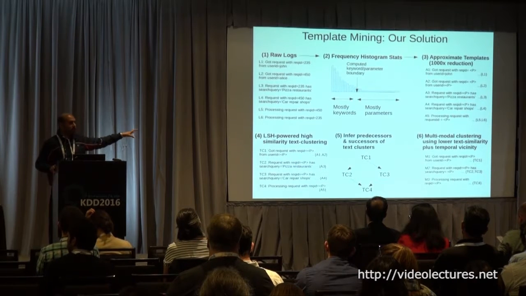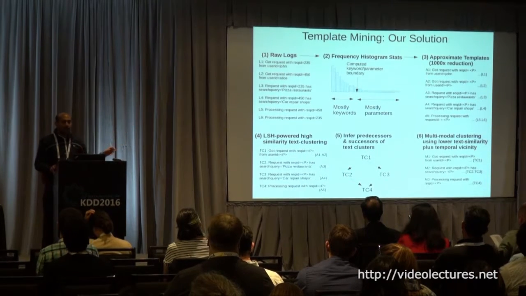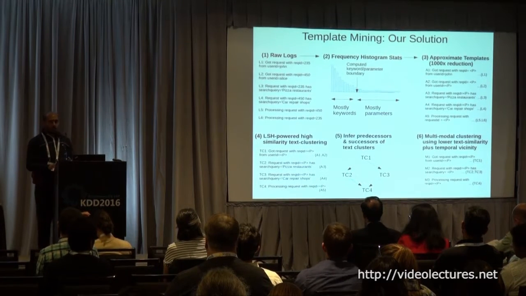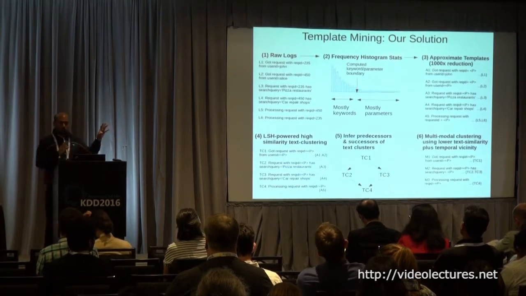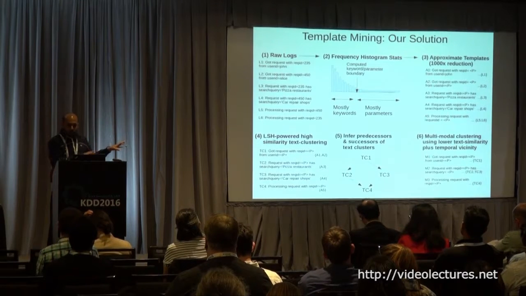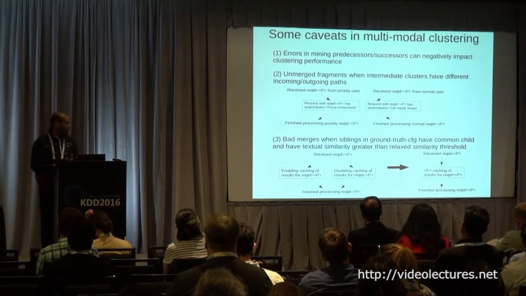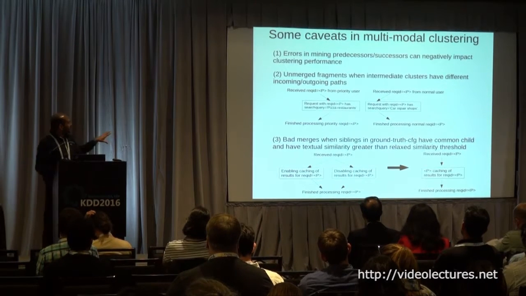And then what we do is we infer the predecessors and successors, and then do a multimodal joint classification to get the clusters. Okay? So this is the high-level overview of the clustering part of the pipeline. Again, details are in the paper, but I just want to give you a sense of the overall solution. So again, there are some caveats with this, right?